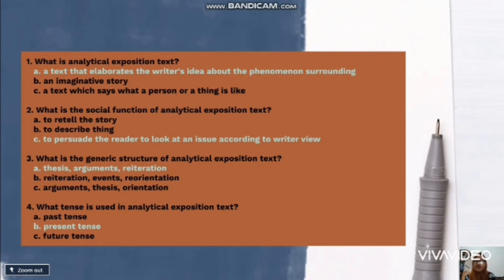Okay, let's move on to the third question. What is the generic structure of analytical exposition text? And the answer is A, thesis, arguments, reiterations. And the last one, what tense is used in analytical exposition text? And the answer is B, present tense. Did you get the correct answer?